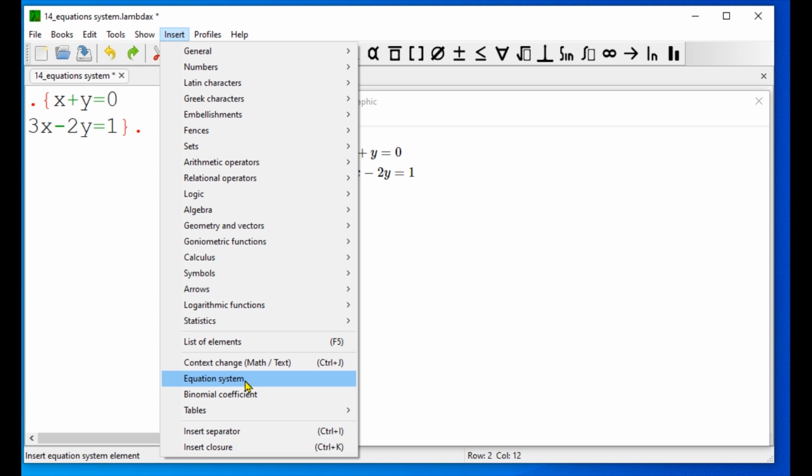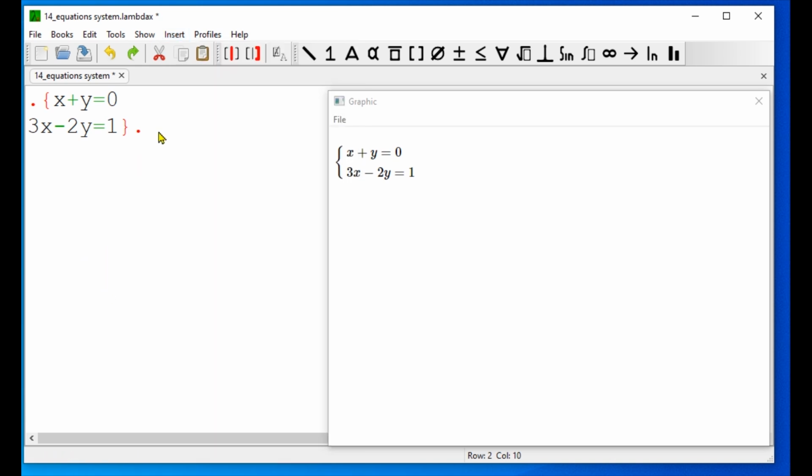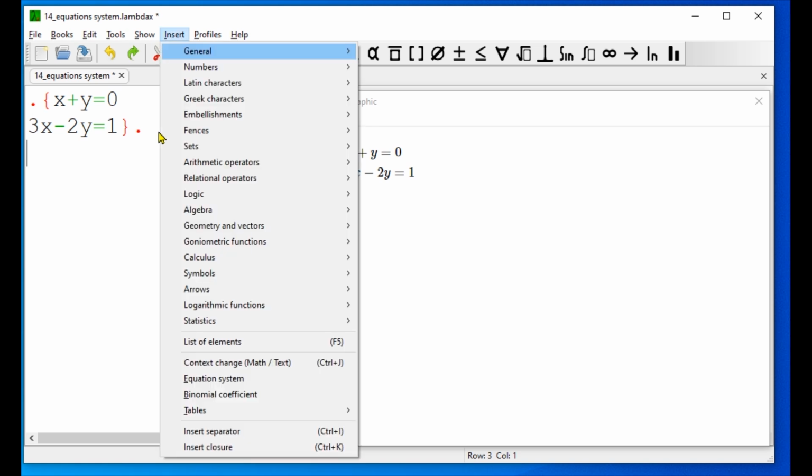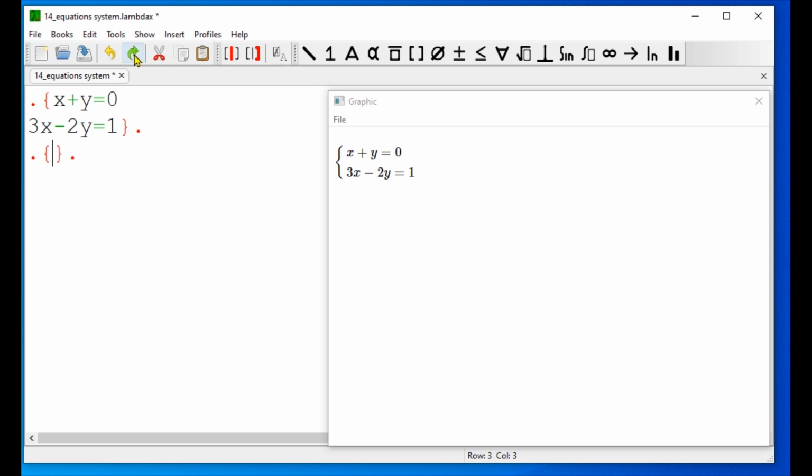This is because a system of equations is not just any element, but a more complex structural element. It is always possible, though, through the combination Alt plus I, which allows you to go inside the menu. Then type the letter E, so Alt plus IE, and then E. Let's see how it appears.